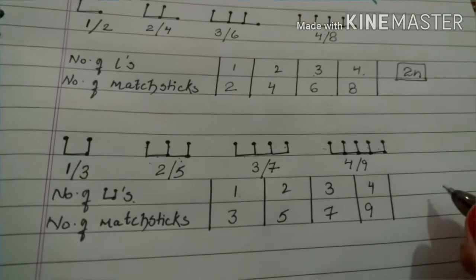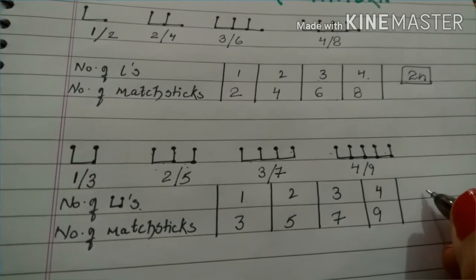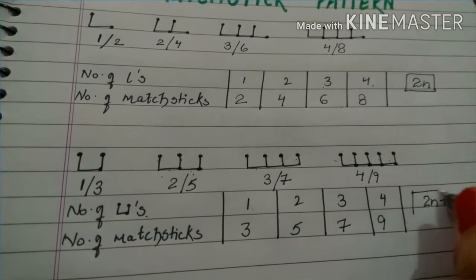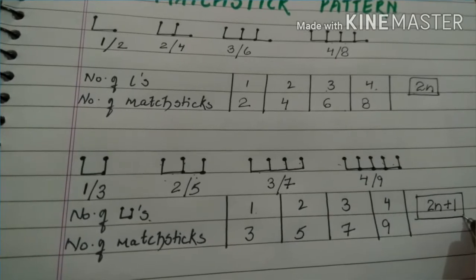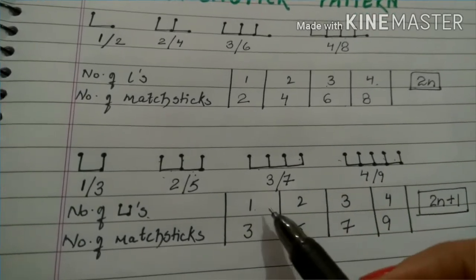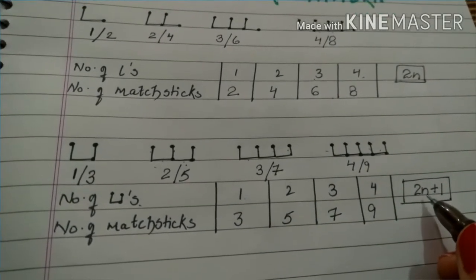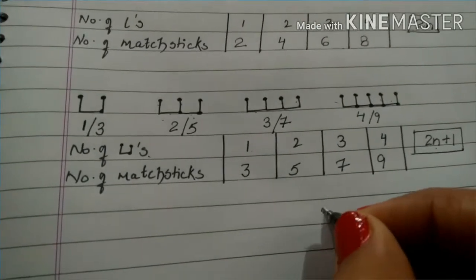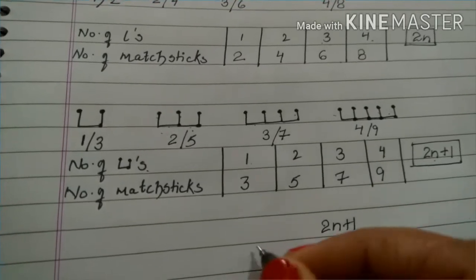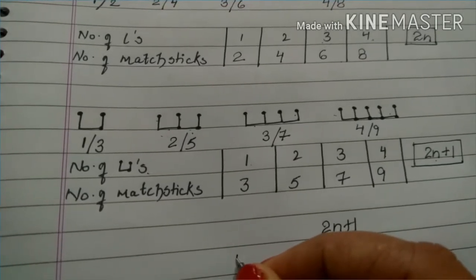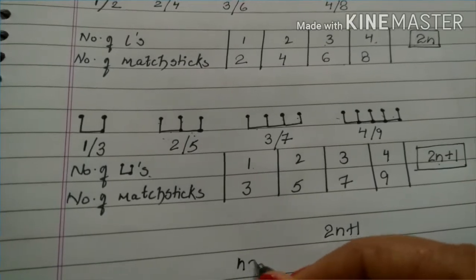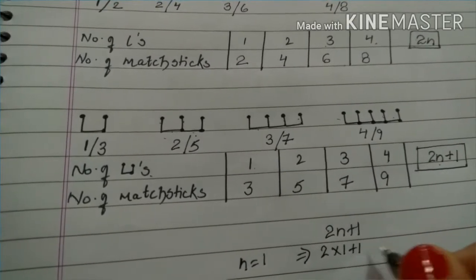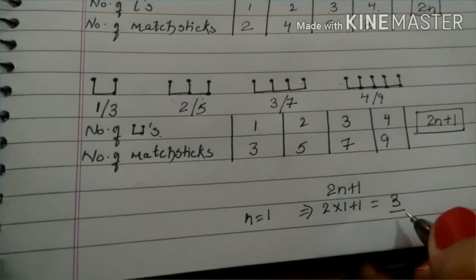So here the basic formula which we get is 2n plus 1. How did we get this? 2n plus 1. You just apply it here. You replace the value of n with the number of U's. So I'll solve it for you. 2n plus 1, if we replace n is equal to 1, what do you get? 2 into 1 plus 1 is 3.